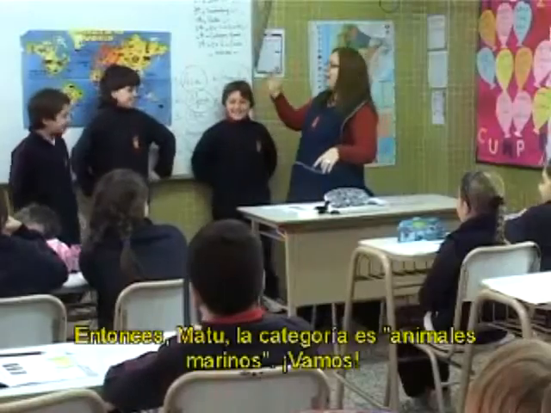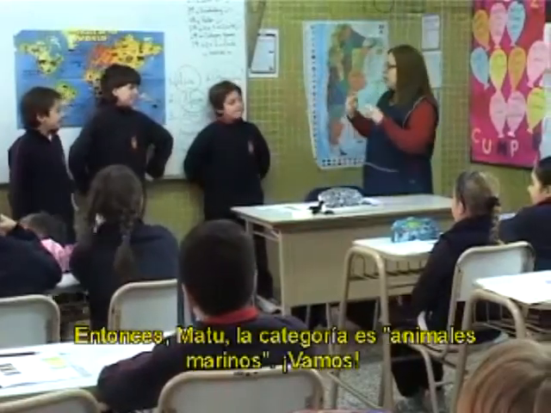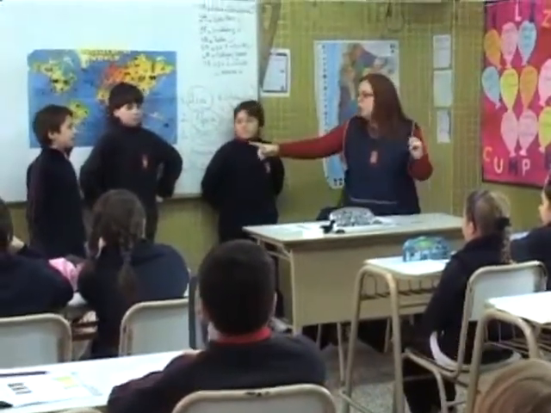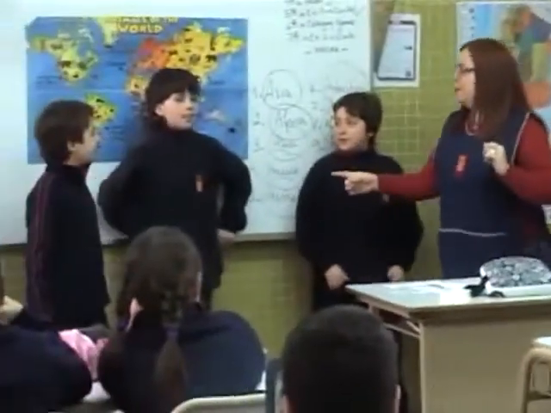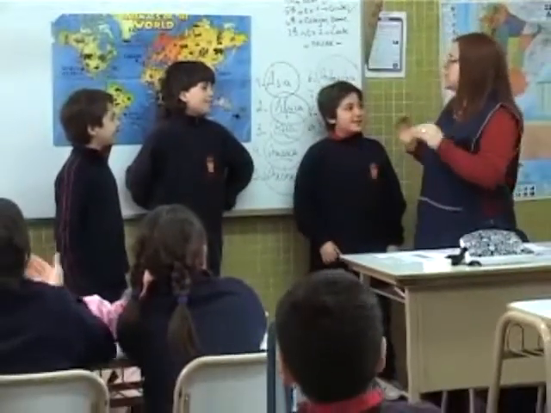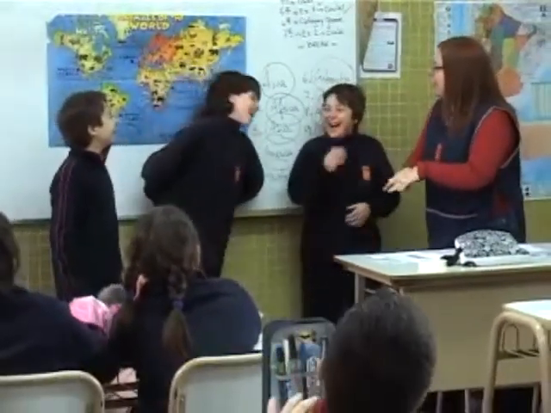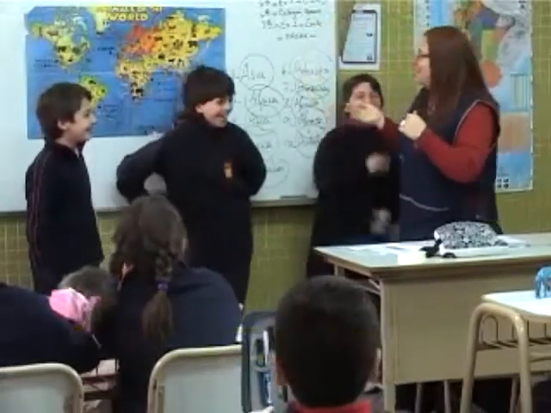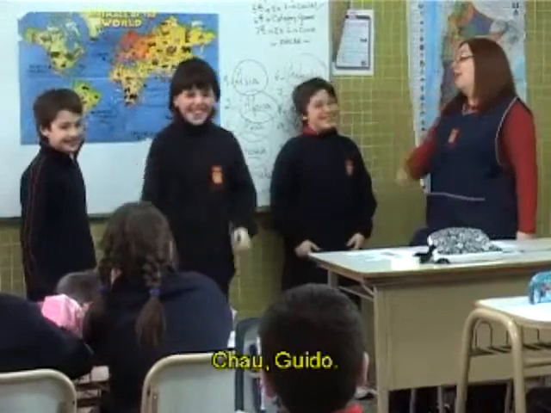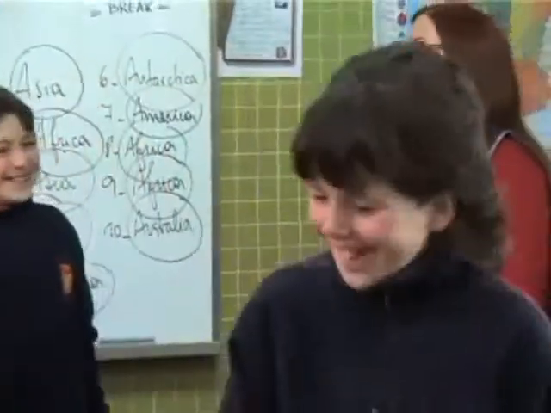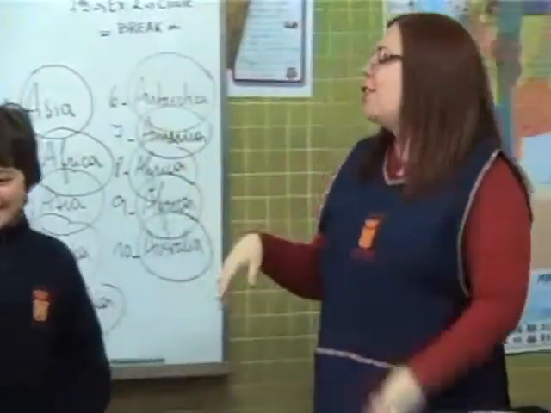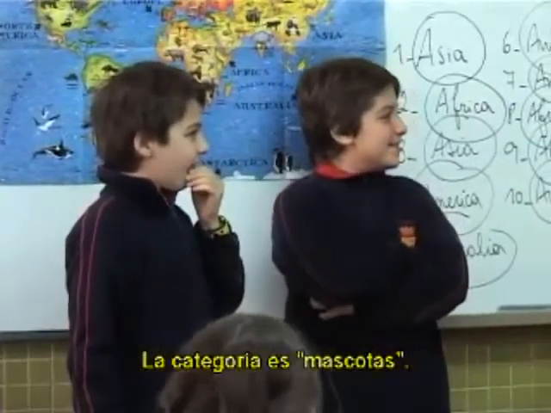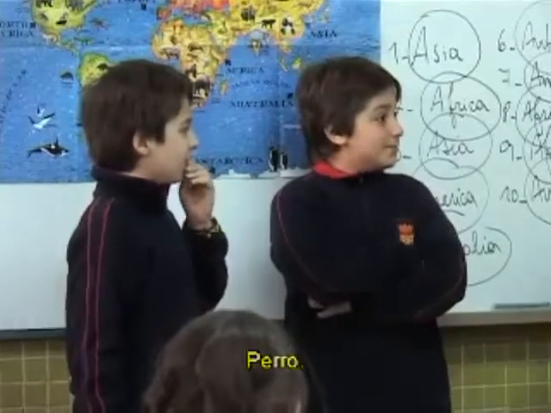So, Matu, the category is sea animals. Go. Giraffe. Sea animal. Can you see the giraffe snorkeling around in the ocean? Yes, in The Simpsons, it's true. When Homer plants. Okay. So, Bauti, your turn. The category is pets. Dog. Cat.